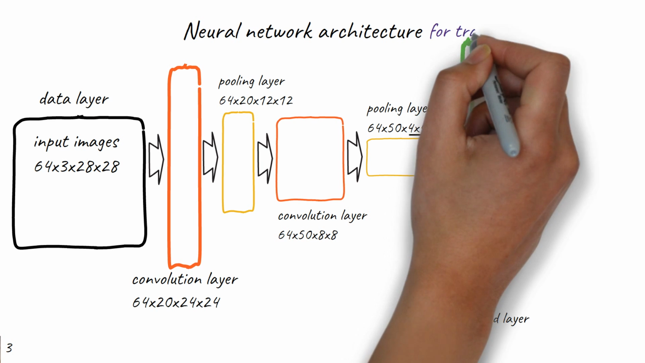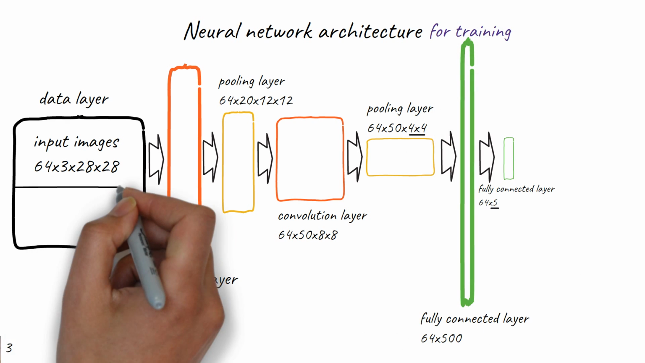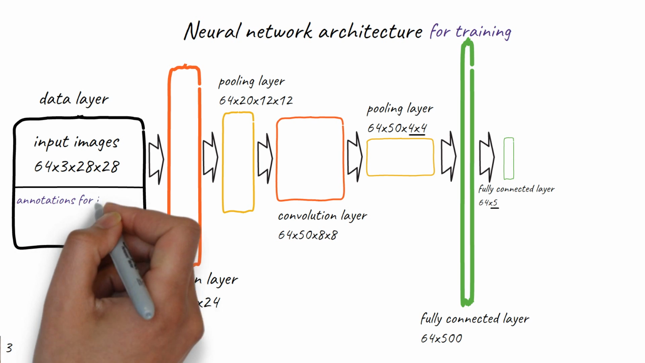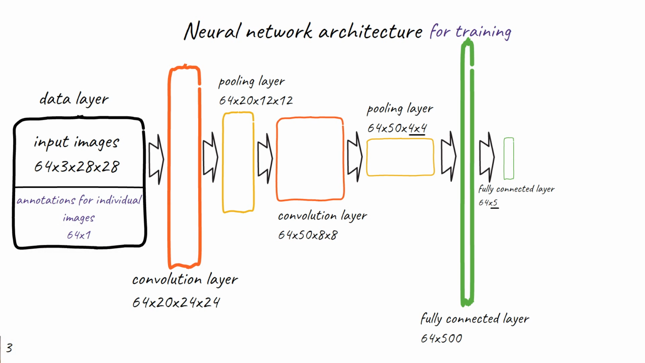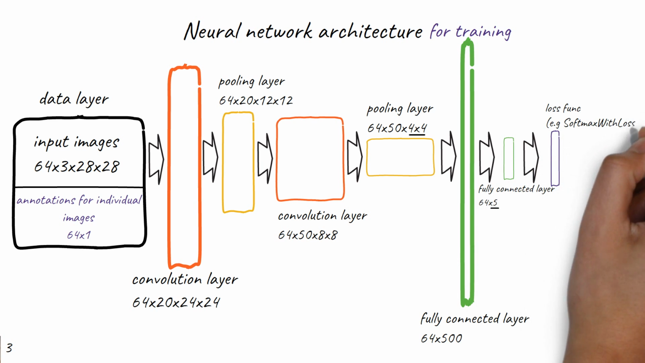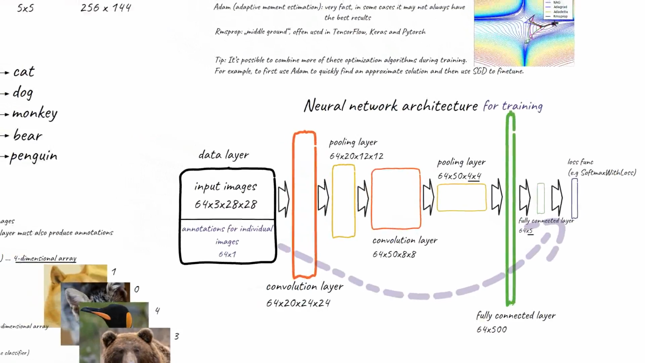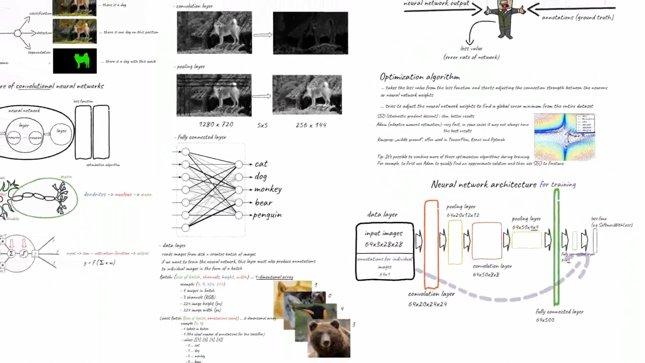Now, let's look at what we have to add if we want to train the network. The data layer must also produce annotations for individual images. We insert these annotations as well as the output from the neural network into the loss function. Also, we must not forget to choose an optimization algorithm, but this is not written into the network architecture. This belongs to the network hyperparameters, but we will talk about that next time.